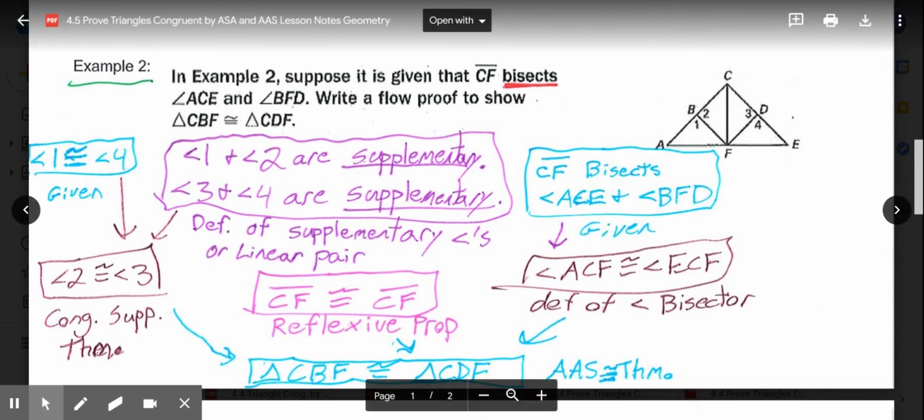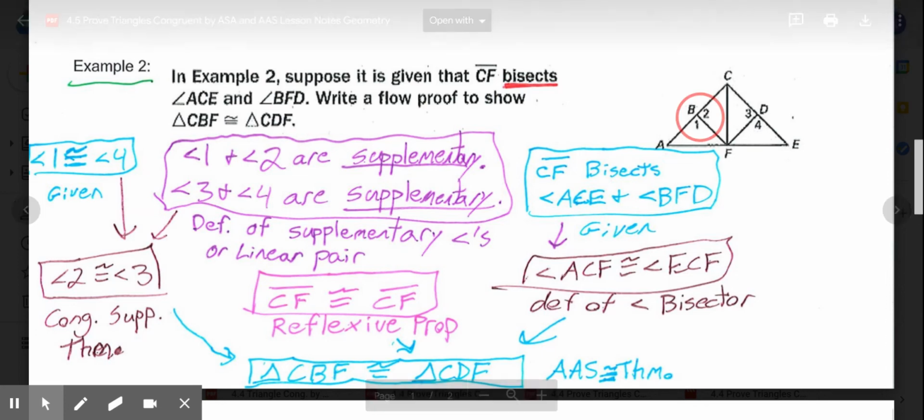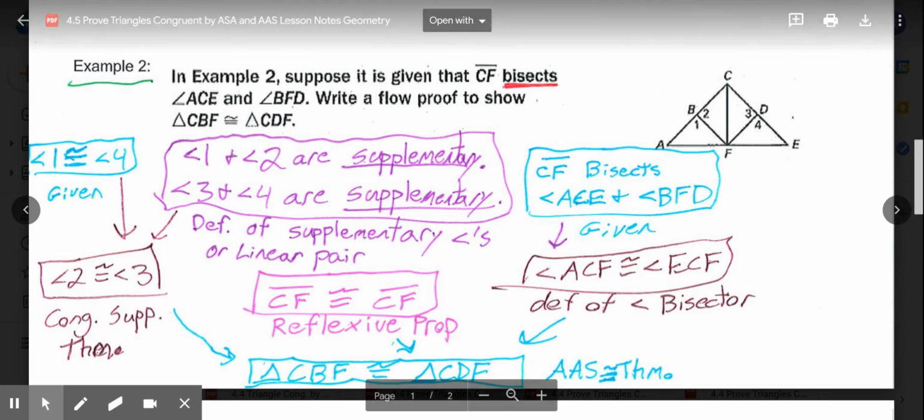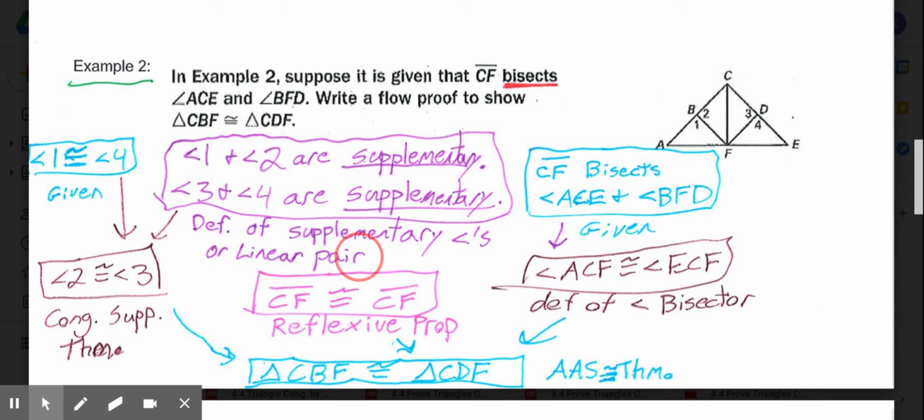Then, I also know angle 1 and angle 2 are supplementary. They're a linear pair. Angle 3 and 4 here are supplementary. So that's the definition of supplementary angles, or the linear pair theorem. Either one says that those 2 angles are supplementary.